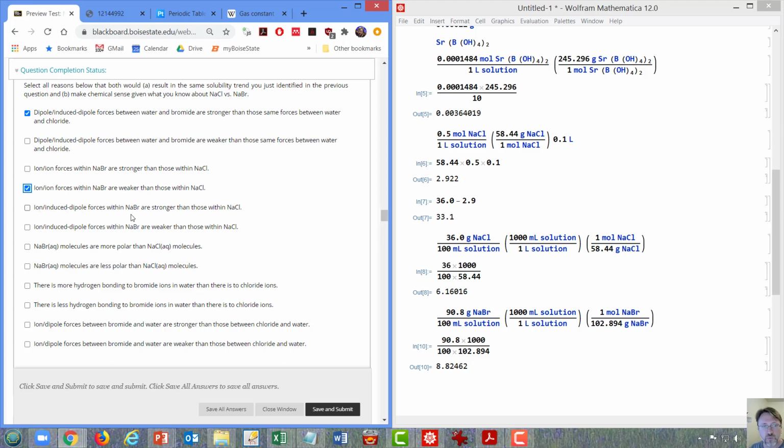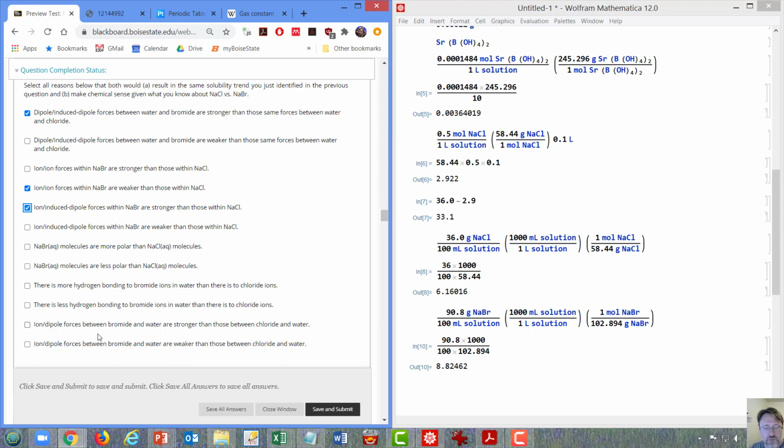Ion-induced dipole forces within sodium bromide. Again, it's the same argument. Bromide and chloride are the things that are different. Bromide has more electrons, so the ion-induced dipole effect is going to be stronger in the sodium bromide case. There are no such things as sodium bromide molecules. There are no such things as sodium chloride molecules, so neither of these can be correct. Hydrogen bonding to bromide ions. There is no hydrogen bonding to either bromide or chloride ions, so neither of those are possible.